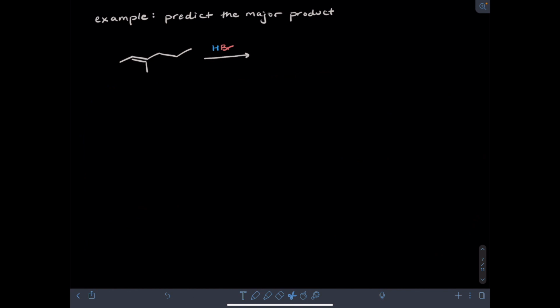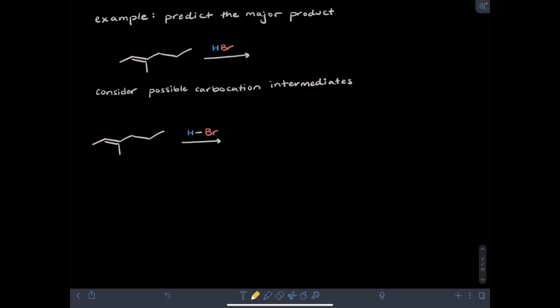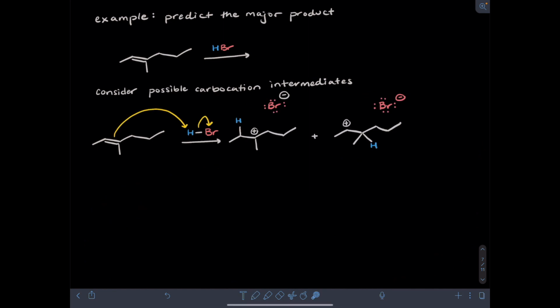Alright, so let's consider the following reaction, where I have a tri-substituted alkene being treated with HBr. To predict the product that's formed, we first need to consider what possible carbocation intermediates this alkene could form. I'll start by drawing out the proton transfer leading to the carbocation intermediate. The alkene will act as a base to deprotonate HBr. One possibility is that hydrogen could add to the left carbon of the alkene. That would make this carbocation intermediate.